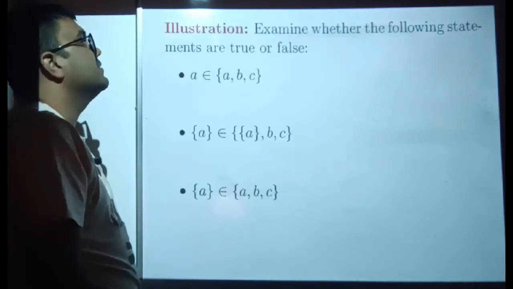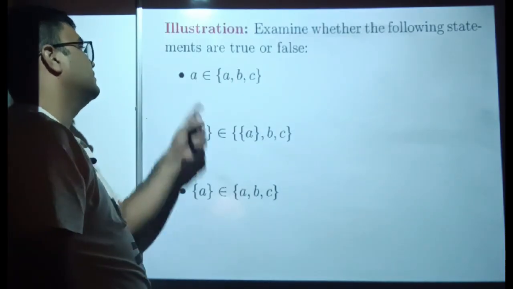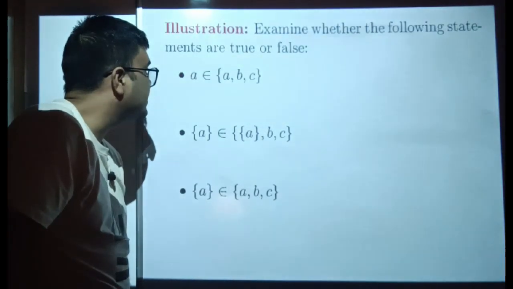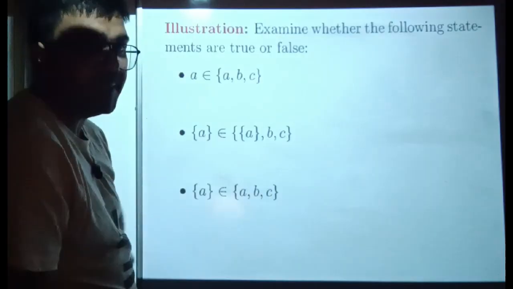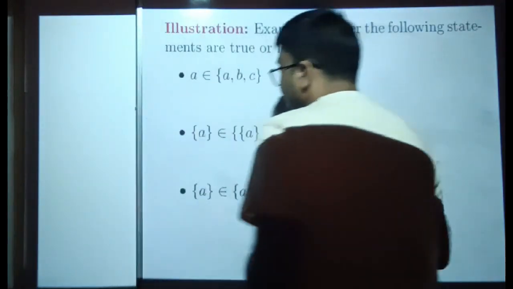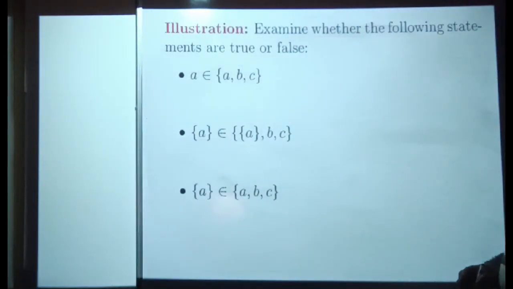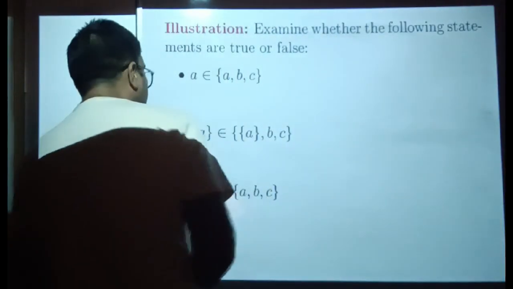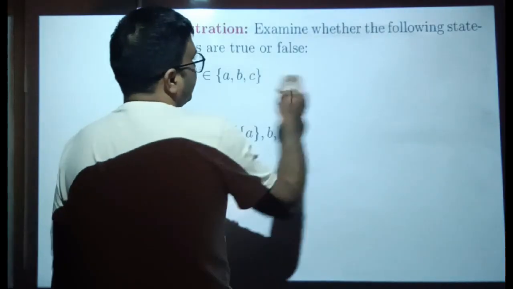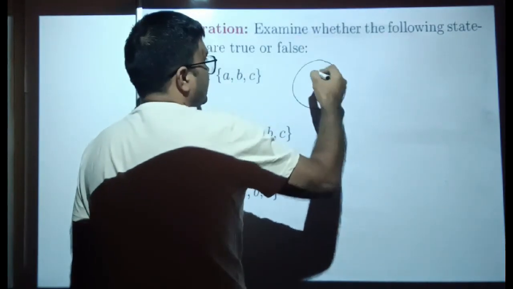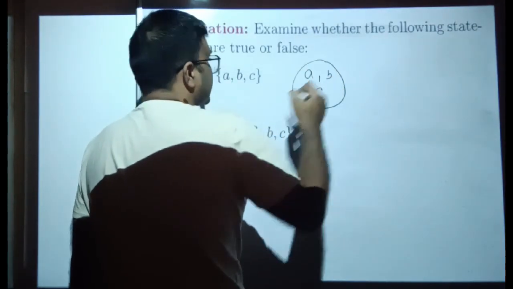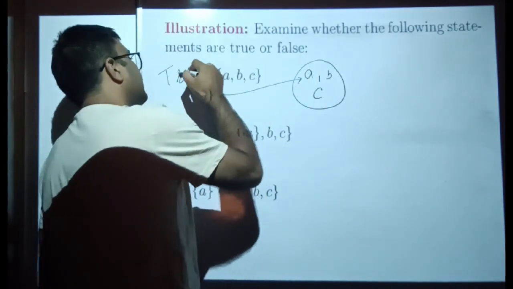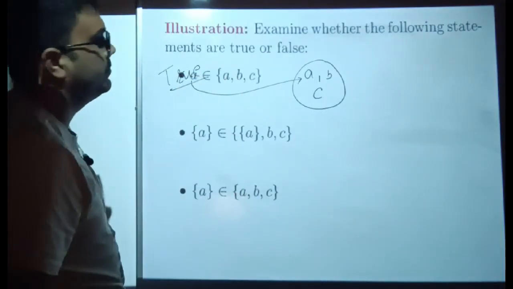We have to tell whether the following statements are true or false. First statement, a belongs to the set having the elements a, b and c. We are saying a belongs to {a, b, c}. If we draw the circle diagram, we have a, b and c. So a is clearly present over here. So we are saying that this statement is true.